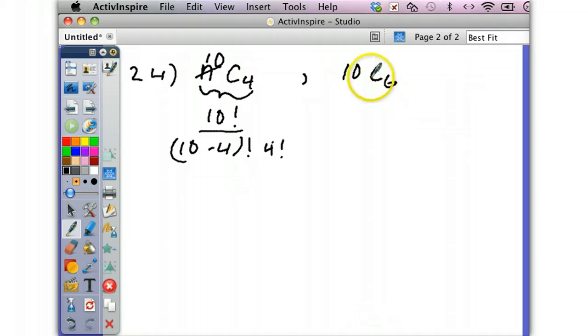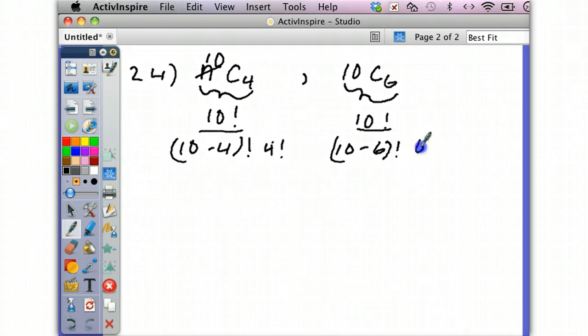This one right here now, 10C6. You would do 10 factorial over 10 minus 6 factorial times 6 factorial. I'm going to show you an easy way to work this out. Look carefully with me. This is going to be 10 factorial in the numerator over 10 minus 4, which is 6 factorial, and downstairs will be 4 factorial.